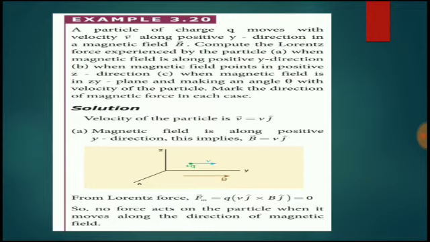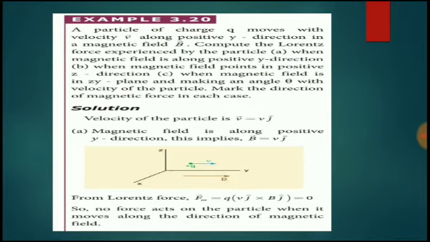Okay, so the velocity of the particle is v equal to v into j cap, the y axis. See the first case, the magnetic field is along the positive y direction, so B is equal to B into j cap. This is the charge moving along the y axis, and the magnetic field is also parallel.